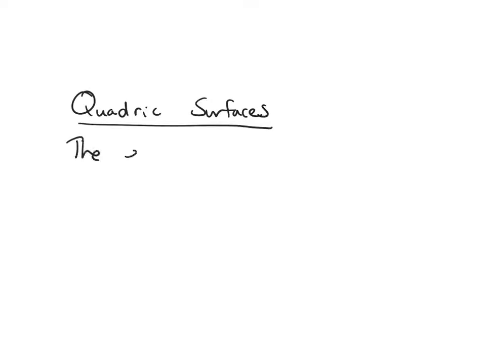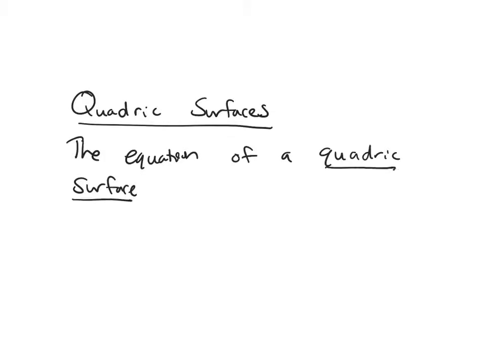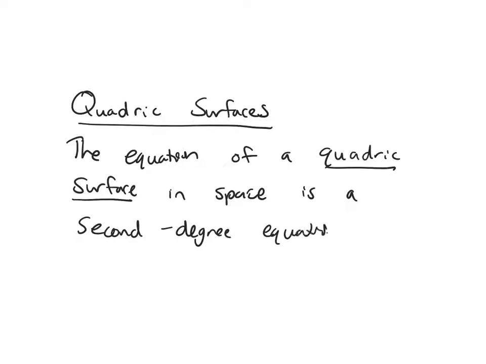So the next type of surfaces we're going to look at are quadric surfaces. And so we're going to start with the equation. The equation of a quadric surface in space is a second degree equation in 3 variables.